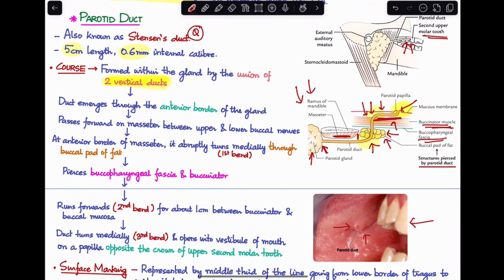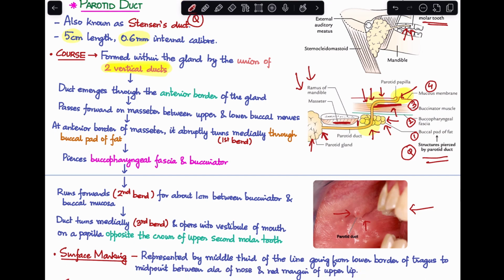The important thing to remember here is the whole course, because it takes 3 total bends which you need to know about. And there's another important question that is asked: what are the structures pierced by the parotid duct? So the structures are, number 1, buccal pad of fat, number 2, buccopharyngeal fascia, number 3, buccinator muscle, and number 4, the buccal mucous membrane. So this is the course of the parotid duct.